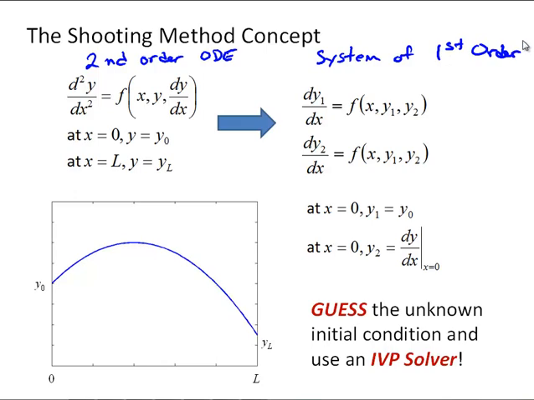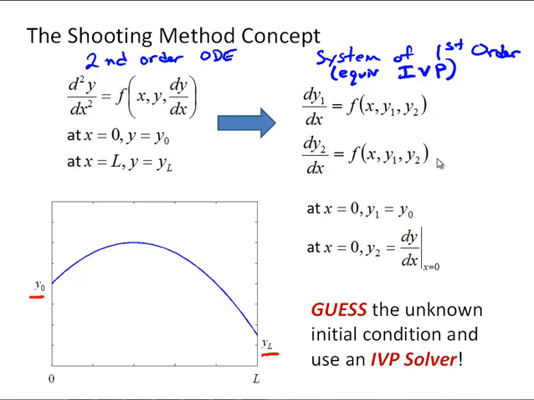So that's the first step, and we'll actually call this the equivalent initial value problem. So the issue here is we write this as a system of first order ODEs. Remember, what we know is y naught and yL are our two conditions. So when we write this as our equivalent initial value problem, here's our system of two first order ODEs.